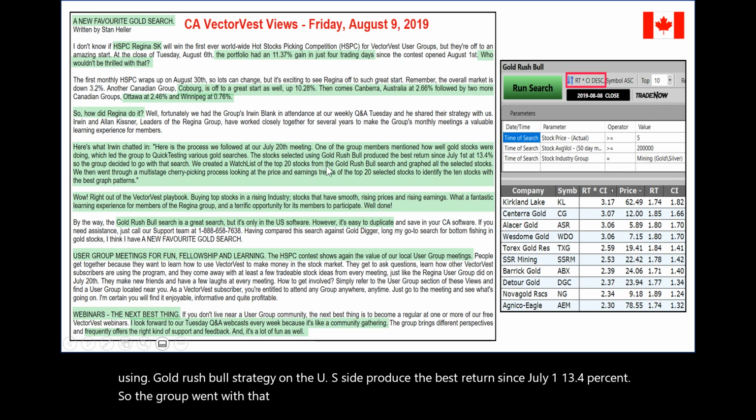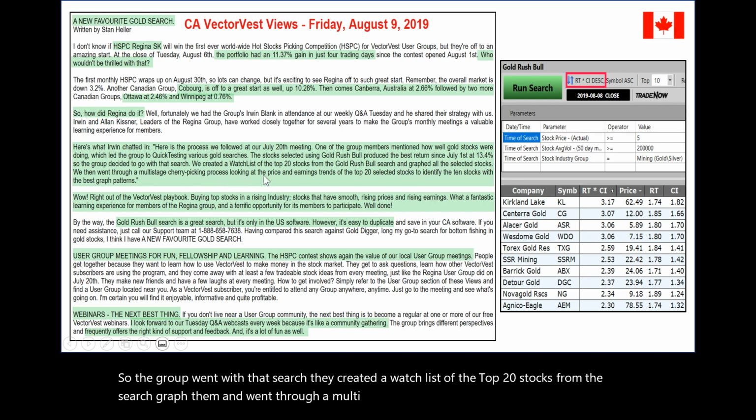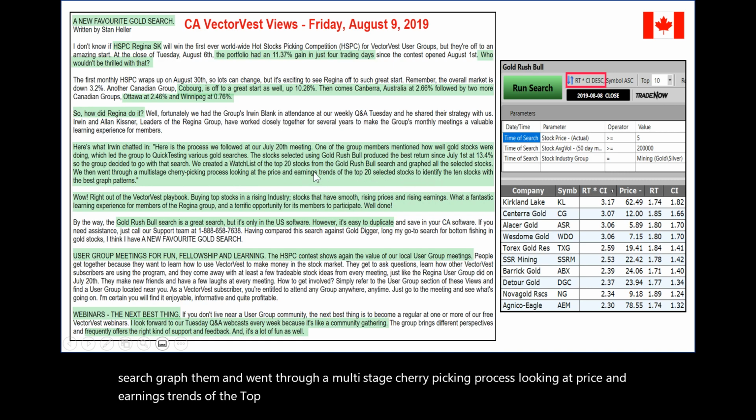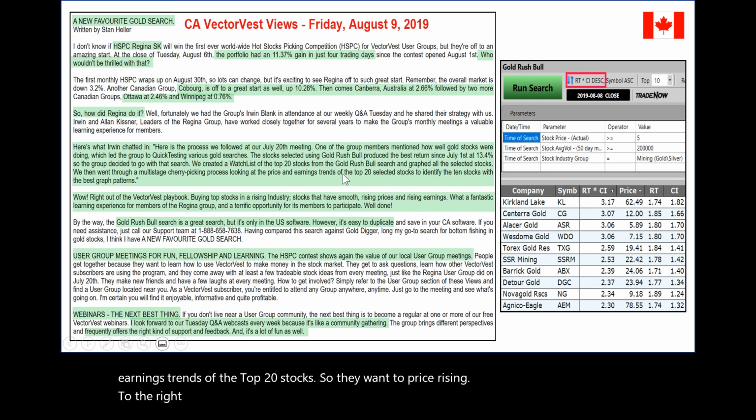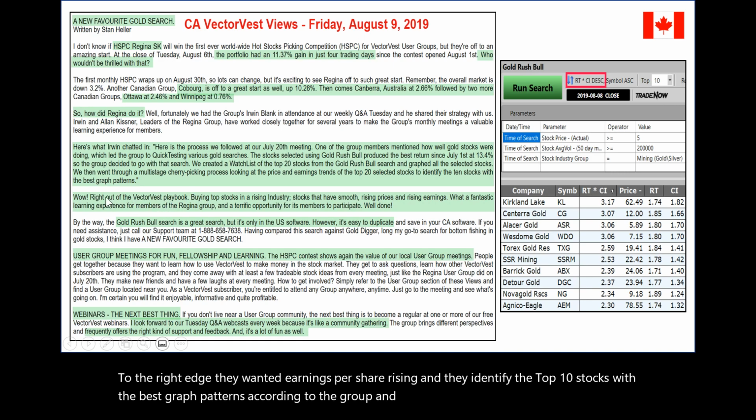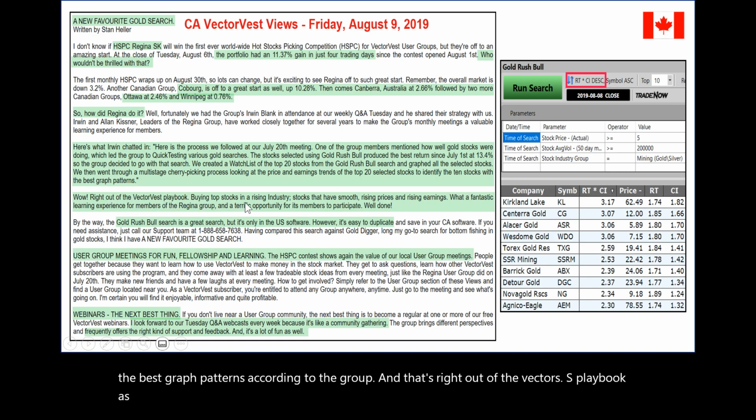They created a watch list of the top 20 stocks from the search, graphed them, and went through a multi-stage cherry-picking process looking at price and earnings trends of the top 20 stocks. So they wanted price rising to the right edge, they wanted earnings per share rising, and they identified the top 10 stocks with the best graph patterns according to the group. And that's right out of the VectorVest playbook, as I mentioned here: buying top stocks in a rising industry, stocks that have smooth rising prices and rising earnings.